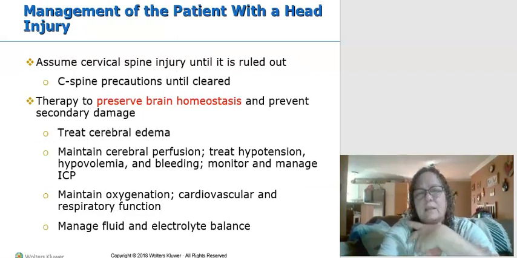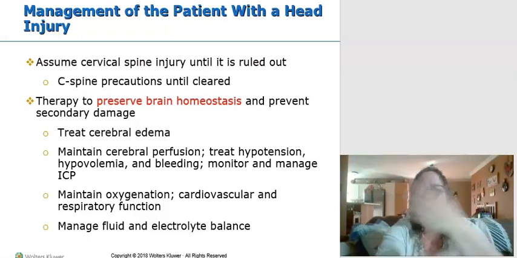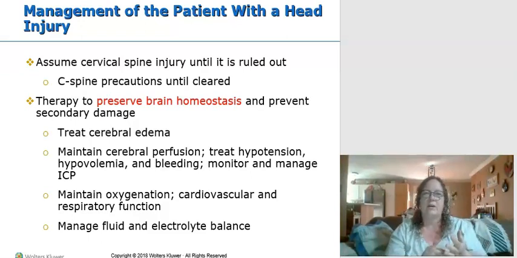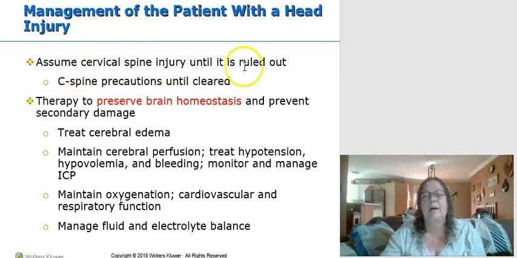With major head injuries, now not a simple scalp laceration, but with a skull fracture, any skull fracture, open or closed head injury, you want to assume C-spine injury until it's ruled out. So you'll be in C-spine precautions until you're cleared.